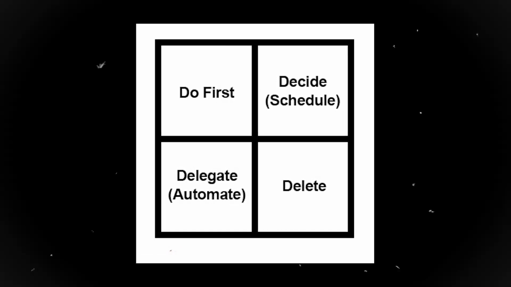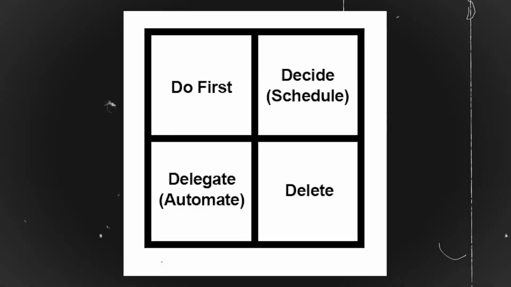Now, with the 2 axes in mind, let's break down the 4 buckets that they form. The first most important category is due.